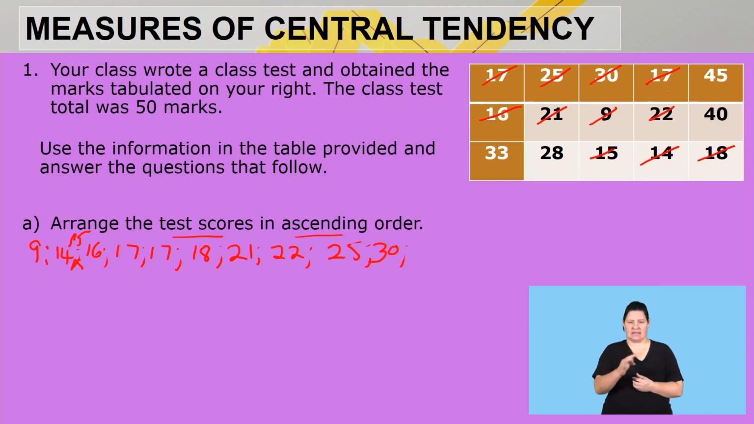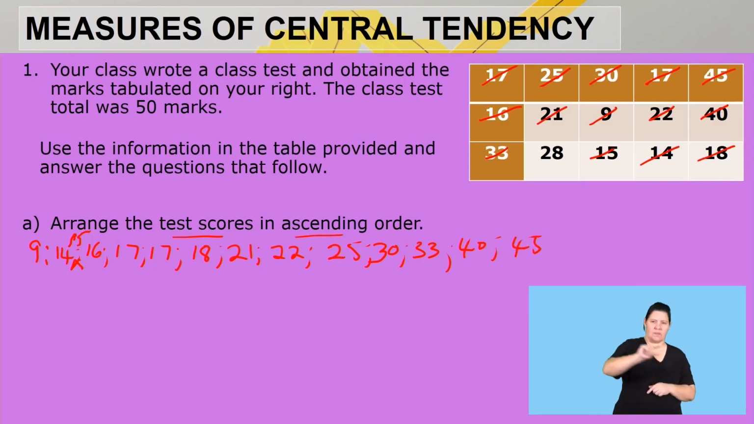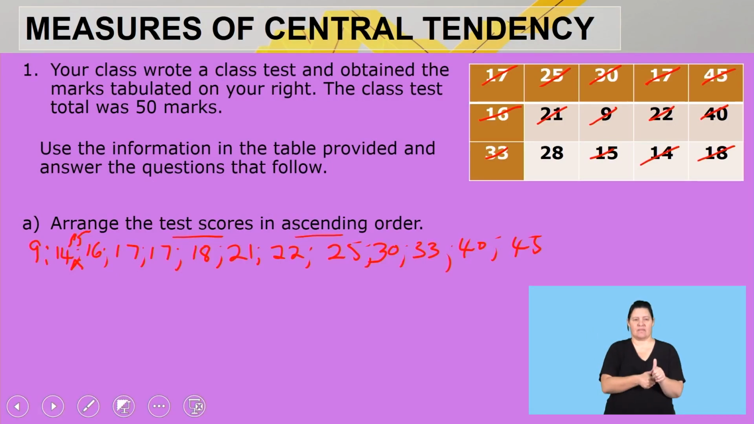Thereafter, we have 33, and then 40, and then lastly, it's 45. So looking at this, we can see our range from small to big. So it's 9, 14, 15, 16, 2 17s, 18, 21, 22, 25, 30, 33, 40, and 45. Can you see it's from small to big? Let's look at the next question.